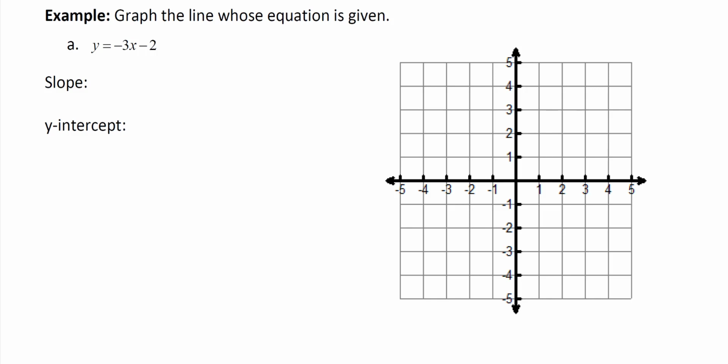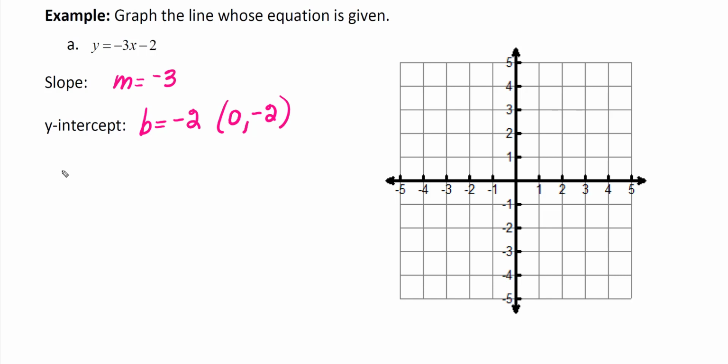We will be graphing a linear equation using the y-intercept and slope. Our first problem, we're going to graph the line whose equation is given as y equals negative 3x minus 2. When we do this problem, the first thing we're going to do is determine the slope, and in this case it's the coefficient, negative 3, and the y-intercept, which is the b value of negative 2. I'm going to write it as the ordered pair 0, negative 2.